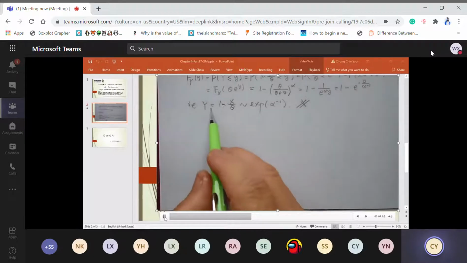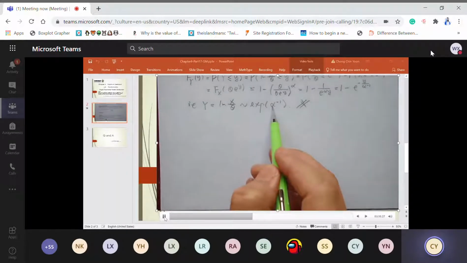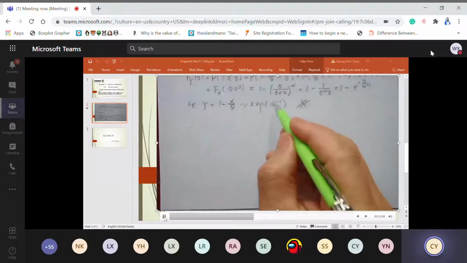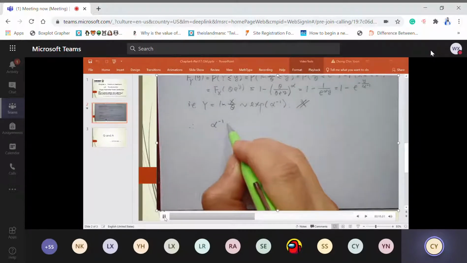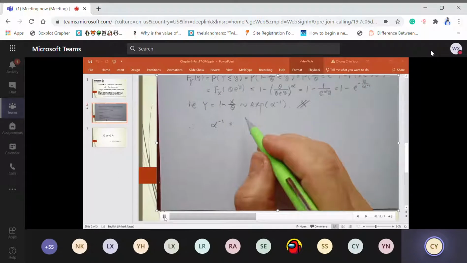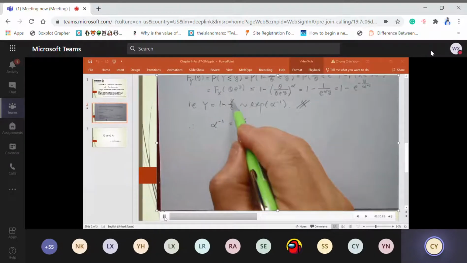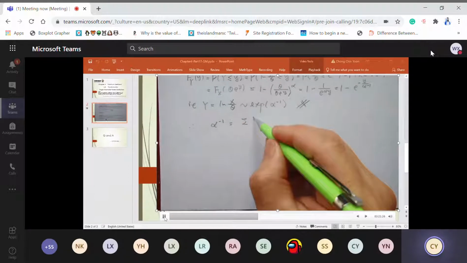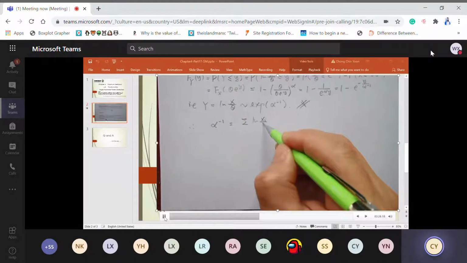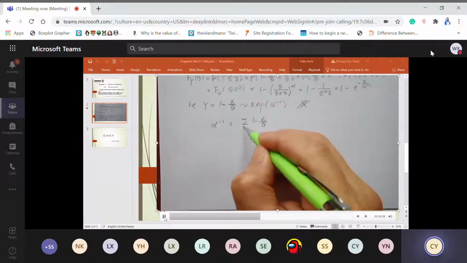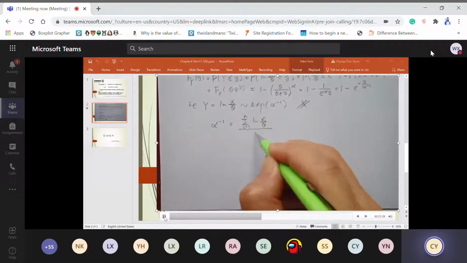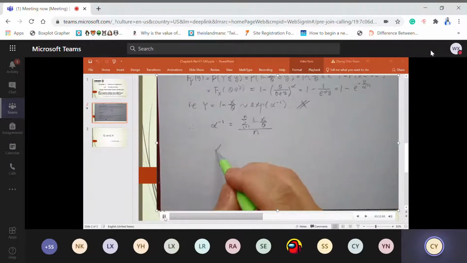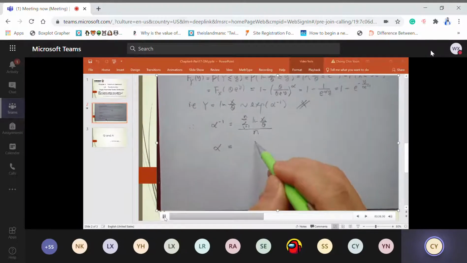Now, since this is exponentially distributed, this parameter alpha to the power of -1 is equal to the sample mean, that is the summation of log xi divided by theta, when i takes from 1 to n, divided by the sample size n. In other words, alpha is equal to n divided by the summation of log xi divided by theta, when i takes from 1 to n.